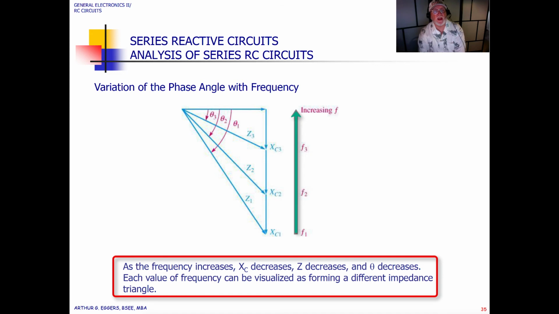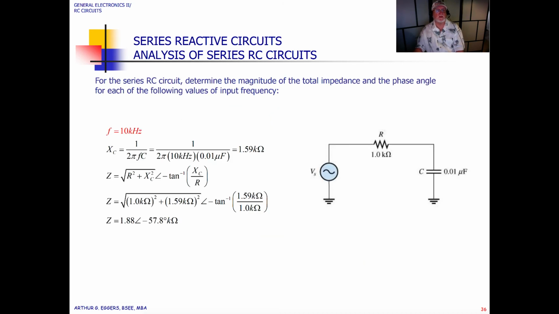So this gives us a phasor representation of varying the frequency: frequency 1, frequency 2, frequency 3, and as the frequency increases, you can see that Z1, Z2, and Z3 vary accordingly. As the frequency increases, X sub C decreases, the total impedance for the network decreases, and the phase angle theta decreases. Each value of frequency can then be visualized by forming different impedances.